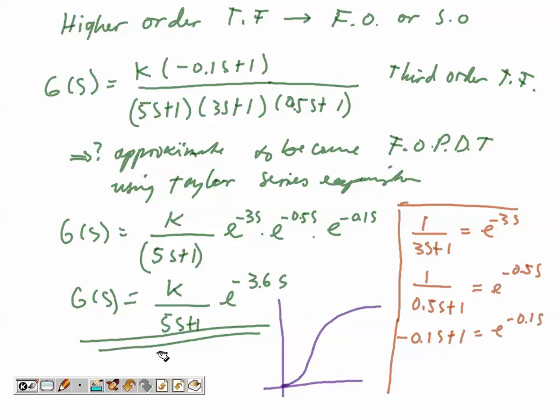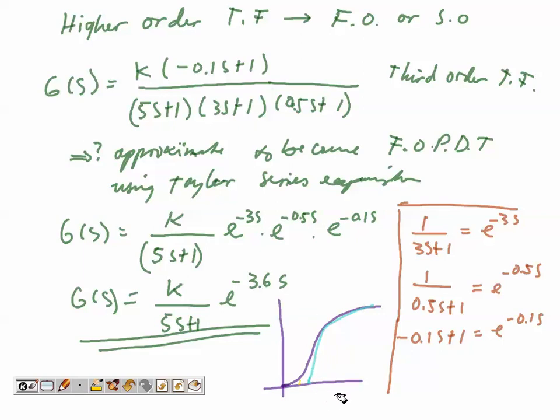And the FOPDT response, with time delay 3.6, is like first order, but it begins at 3.6. So the response maybe looks like this. Such a response may not be accurate. What if the theta is not here but here? Then it may be more accurate than the Taylor series.